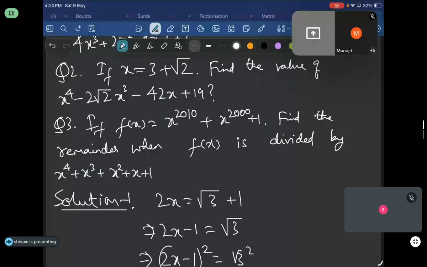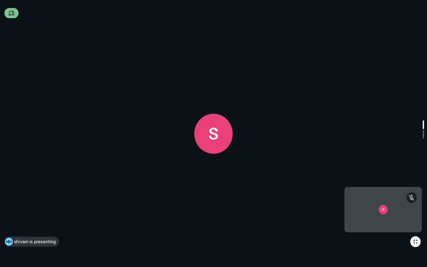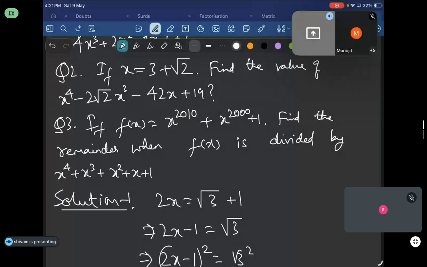Okay, let me start with number 2. Everyone, pay attention. Let us start. As you can see, the second term in the polynomial has an irrational coefficient. That means you have to form a quadratic with irrational coefficient. Let us start. I've got x equal to 3 plus root 2.